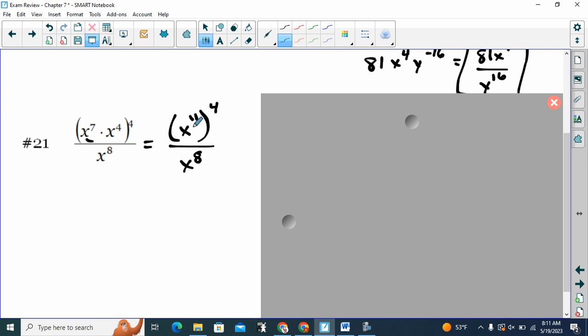Here I have power of a power. Power of a power, we want to multiply. 11 times 4 is 44. And now I'm dividing. When we divide, what do we do with the exponents? We should subtract them. 44 minus 8 gives me 36. X to the 36th power.